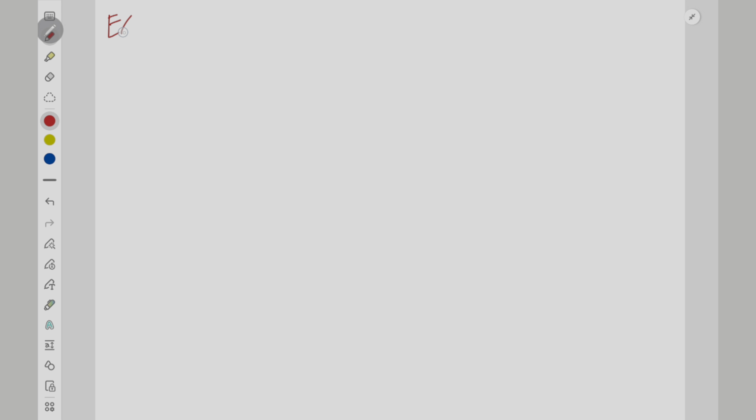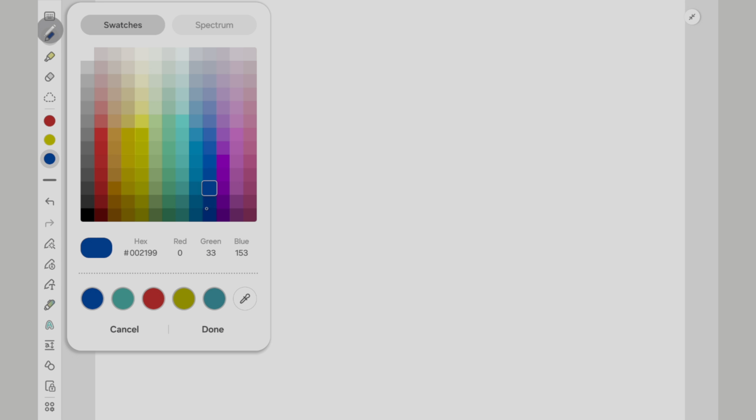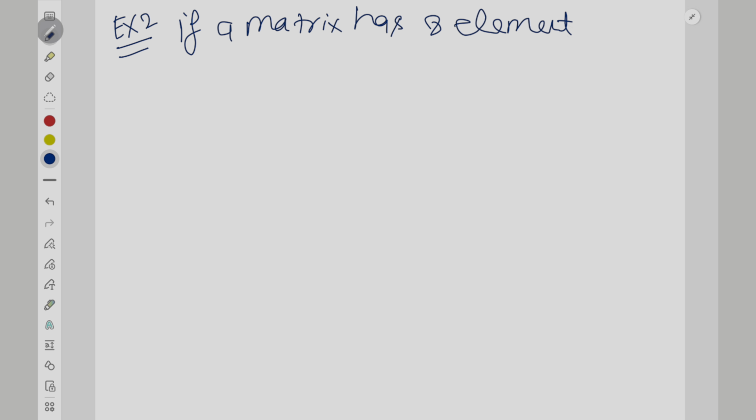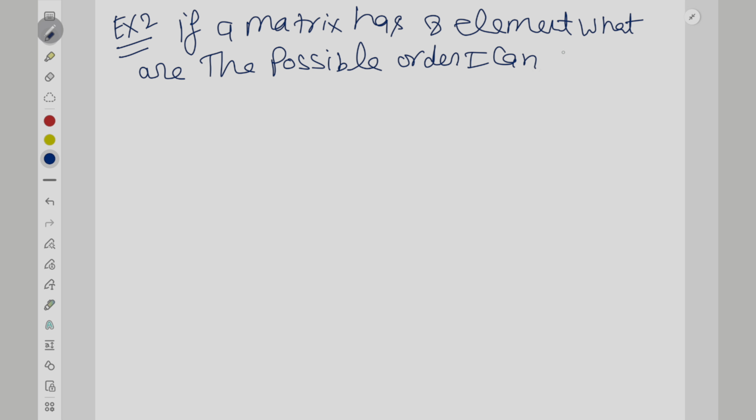Example number 2. If a matrix has 8 elements, what are the possible orders it can have?